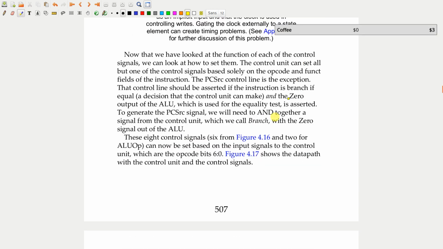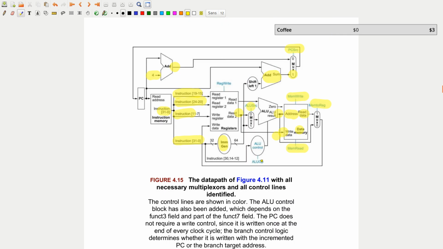So now that we've looked at the function of each of the control signals, we can look at how to set them. The control unit can set all but one of the control signals based solely on the opcode. The PC source signal is the only one that can't, because this requires some calculation. So they're basically saying that we can set mem to reg, memWrite, memRead, ALU source, regWrite. We can set all of these values based upon the opcode that we get from the instruction.